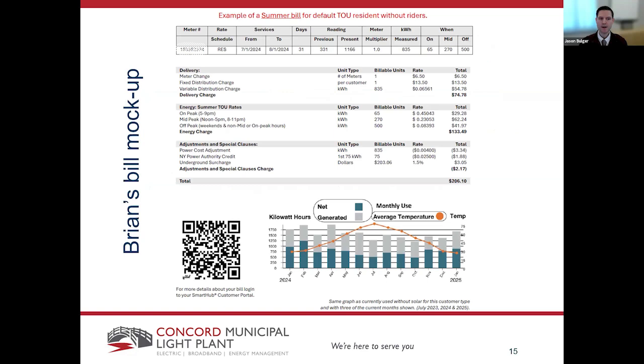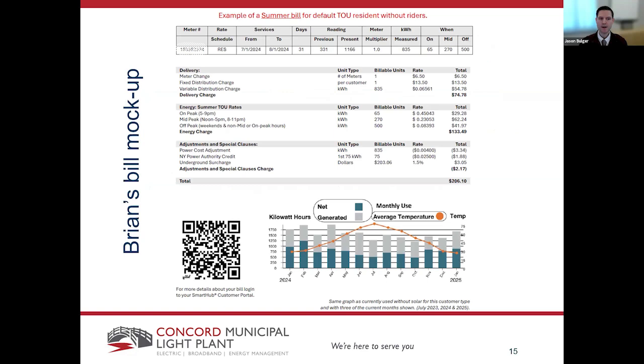The three main categories, the delivery, energy, and adjustments, are separated. So delivery is what we operate the light plant off of. And it's clearly separated from the power supply, which are the pass-through costs that we send to the customers. And then adjustments and clauses are their own little complicated lines.